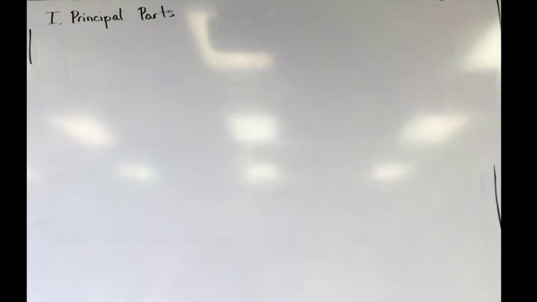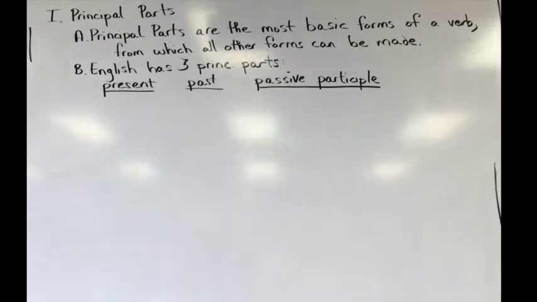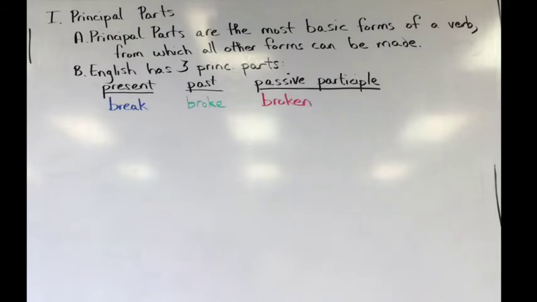Now, principal parts are the most basic forms of a verb from which all other forms can be made. English has three principal parts: the present, the past, and the passive participle. So for instance, from the present, you can make any ing form by following rules. There are other forms like breaking, but they can be formed by following rules based on the word break. The past cannot be gotten to by simple rules. For instance, the past form of the word break is broke.